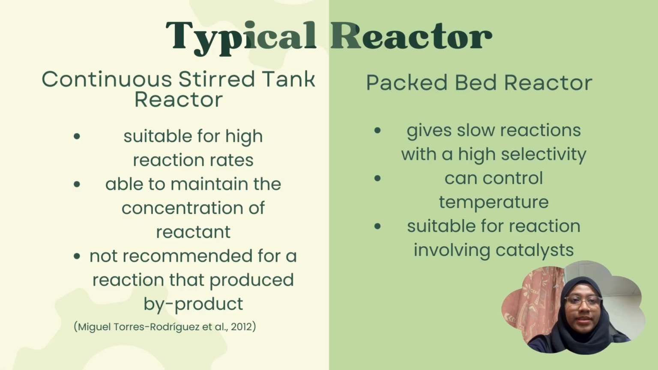There are two typical reactors for this reaction, which are CSTR and PBR. CSTR is suitable for high reaction rate and is also able to maintain the concentration of the reactant. However, it is not recommended for a reaction that produces a byproduct. And for PBR, it gives a slow reaction with a high selectivity. We can control the temperature and it is also suitable for reactions involving a catalyst. So since this reaction produces a byproduct, which is diisopropyl benzene, it is good to choose PBR because it can give a high selectivity to our desired product, which is isopropyl benzene.